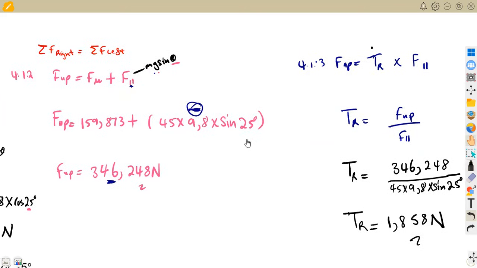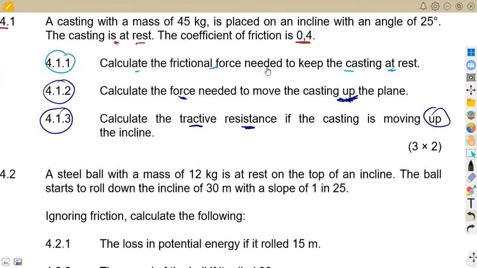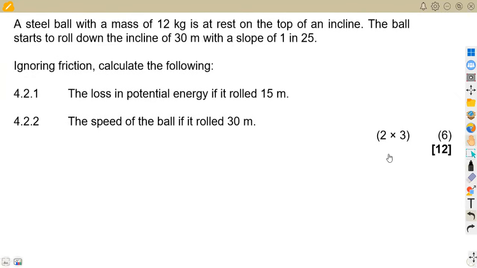All right, so let us check the other part of the question that you're given, which is now on question 4.2. In 4.2, we've got another piece of information that we need to take into consideration, of an incline again. So this is also an incline that you are working with. A steel ball with a mass of 12 kgs is at rest on the top of the incline. We've got something of this nature where it is at the top of the incline.